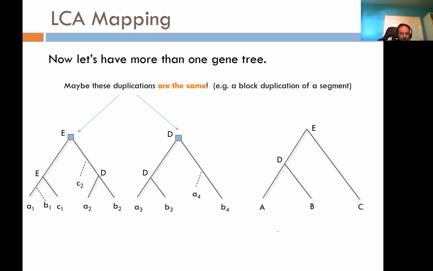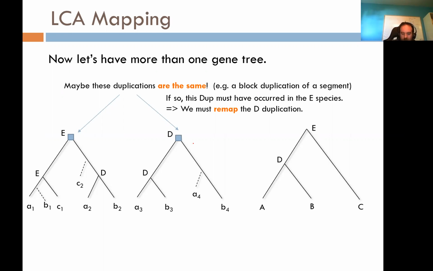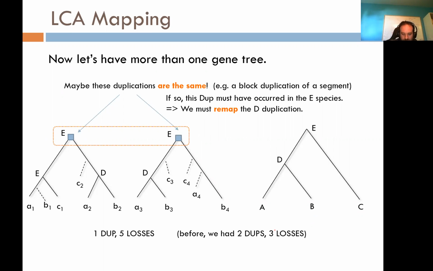So if you want to hypothesize that these two events are one event, you have to remap this duplication. You have to say that no, this gene, if it got duplicated at the same time as the other, well, probably it belonged to E. So when you remap this to E, now you can postulate that this was a single event. Two genes from the same species that could have existed at the same time might be in the same duplication. And that's one of the main differences when we do multi-gene tree reconciliation.